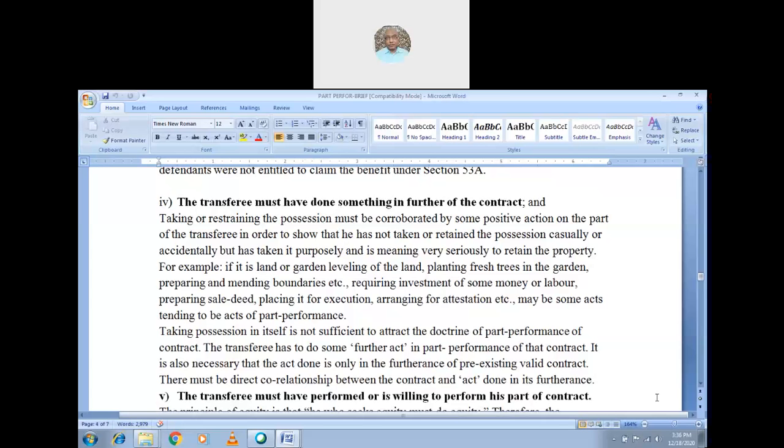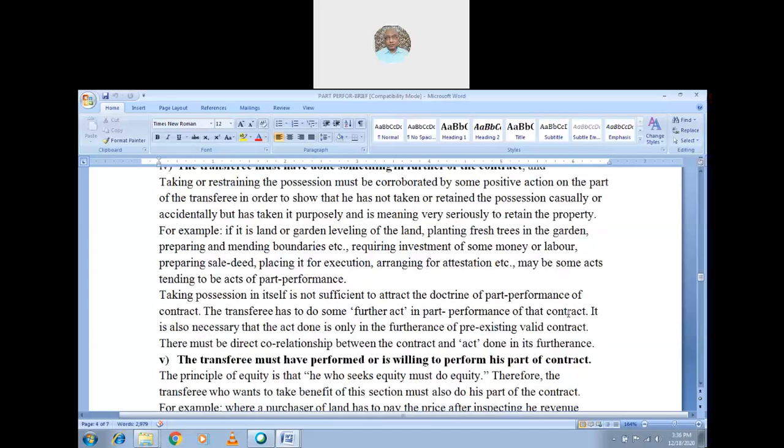Yes sir. So these are the things at least you have to do when you say that the part performance would be done from the transferee. Taking possession in itself is not sufficient to attract the doctrine of part performance. ఉట్టి పొజిషన్ తీసుకున్న మాత్రమే we cannot say that is a possession. ఇది దానికి కొంచెం చేస్తూ ఉండాలి furtherance of that one. The transferee has to do some further act in part performance of that contract.